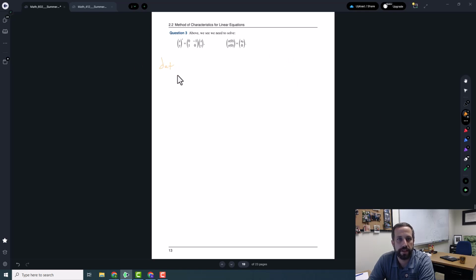So I'm going to look at the determinant of the matrix with entries minus lambda, minus 1, 1, minus lambda. This is equal to lambda squared plus 1. So we get two eigenvalues, plus or minus i. If I set this equal to 0 and solve for lambda, those are the solutions.